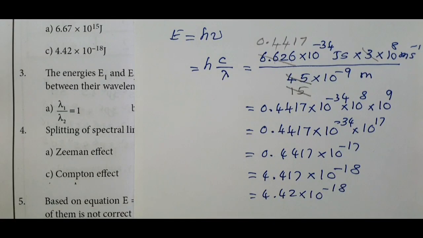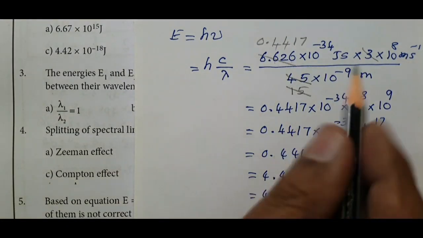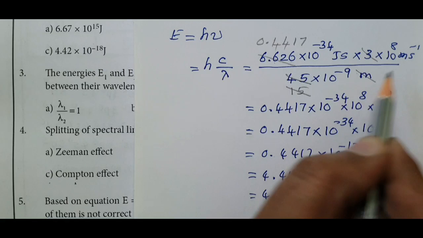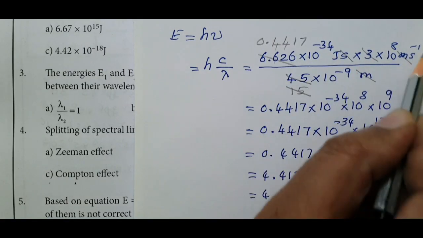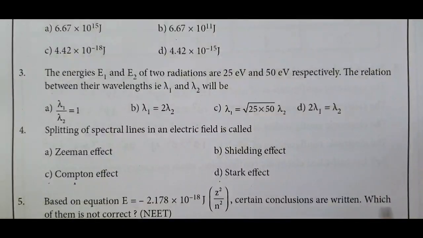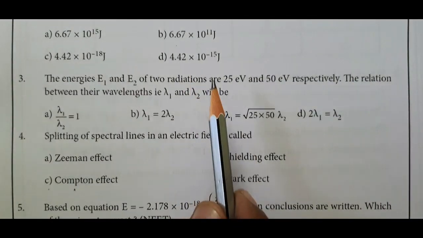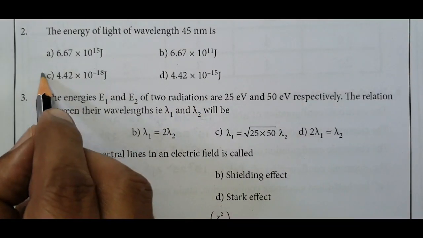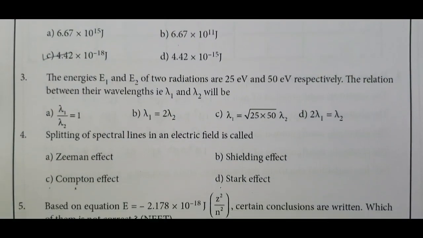When you cancel the unit, see here, meter, second power minus 1 is cancelled. The unit of energy E equals 4.42 into 10 power minus 18 joule. Where is the answer here? 4.42 into 10 power minus 18 joule is the answer.